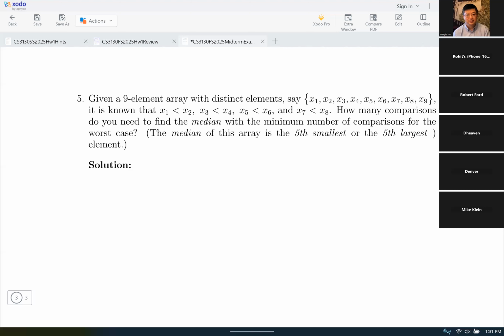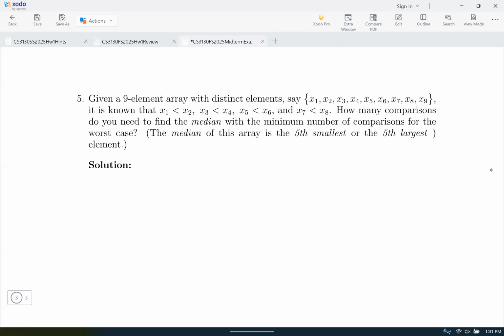That many. But I noticed many students give me the correct answer, but when I look at their solution, there are some problems. Answer: 12 comparisons. The main problem, actually, I noticed in several students. The problem is quite common.